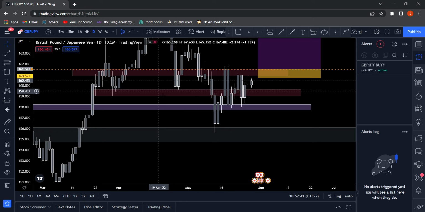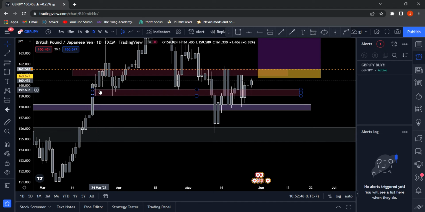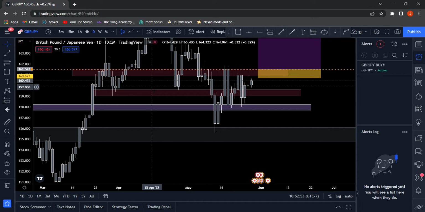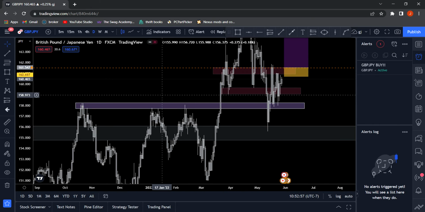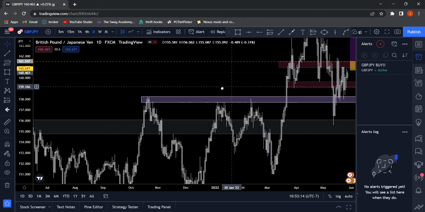And then my weekly support is this right here. You can see it clearly, the amount of retests that it came to this level. And this level right here, the purplish one, is my entry level. What that means is once price breaks this level, up or down, I'm entering after that break.